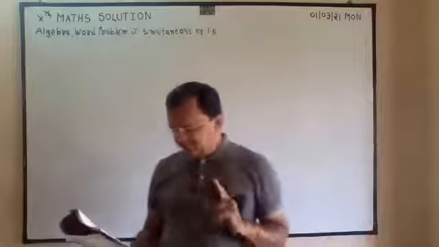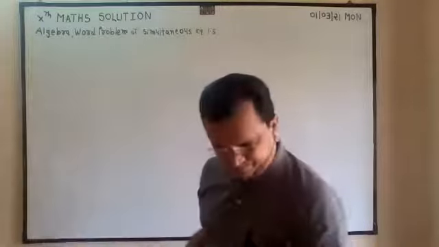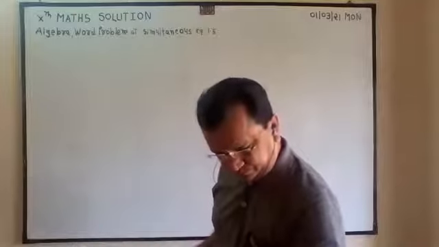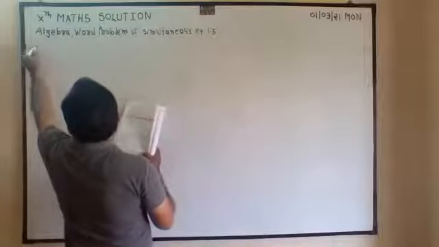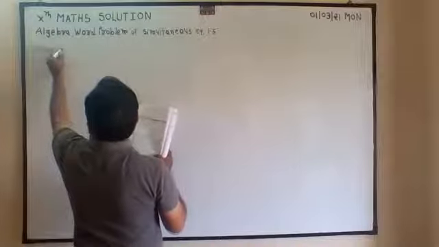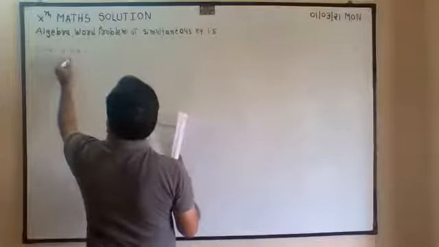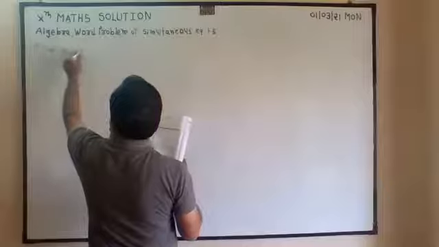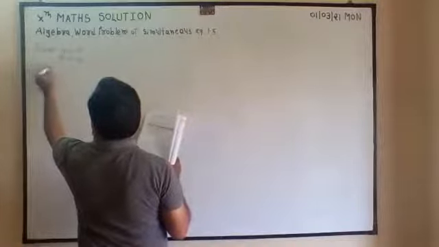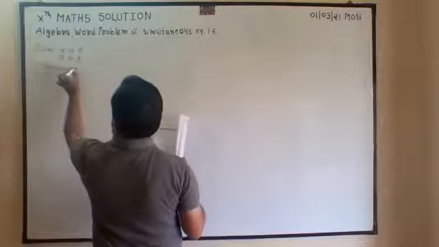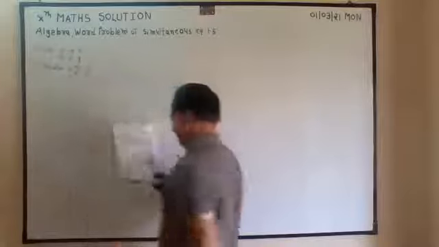The denominator of the fraction is 4 more than twice the numerator. Let numerator be x, denominator be y. Therefore, the fraction, numerator by denominator, becomes x by y.